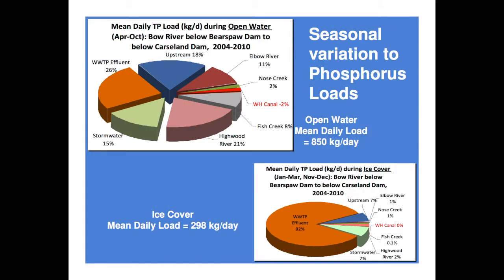Now, I'm not a scientist, and if you ask me questions about this pie chart, I'll try to answer them, but really I've got it here so that you can get some idea of where the phosphorus in this reach comes from. And this is during summer and ice-covered winter.